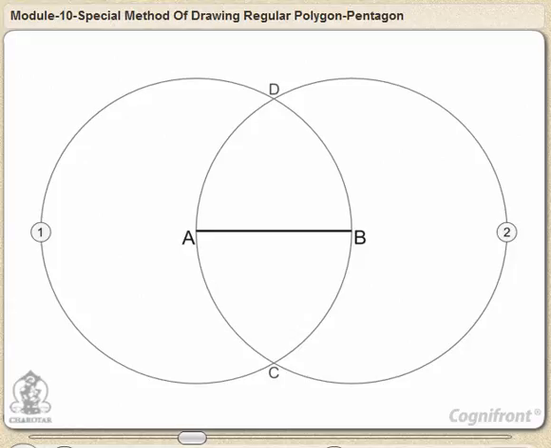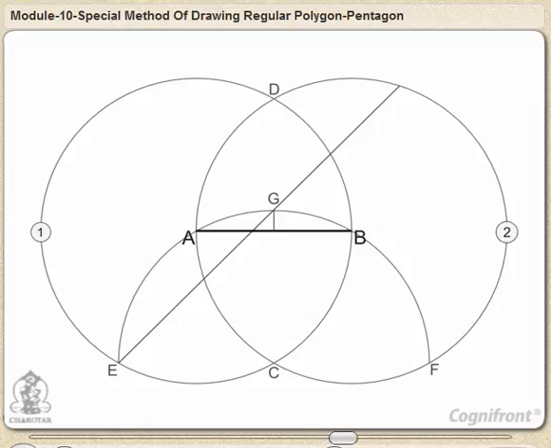Next, draw an arc with center C and radius AB. The arc cuts circle 1 and circle 2 at E and F respectively. Then, draw a perpendicular bisector of line AB which cuts the arc EF at point G. Draw line EG long enough to cut circle 2 at point P. Similarly, line FG is extended to cut circle 1 at point R.